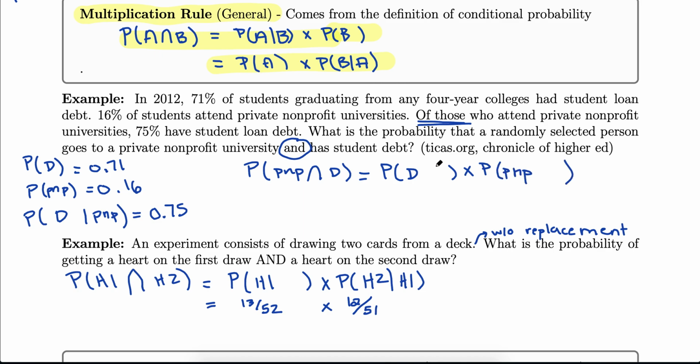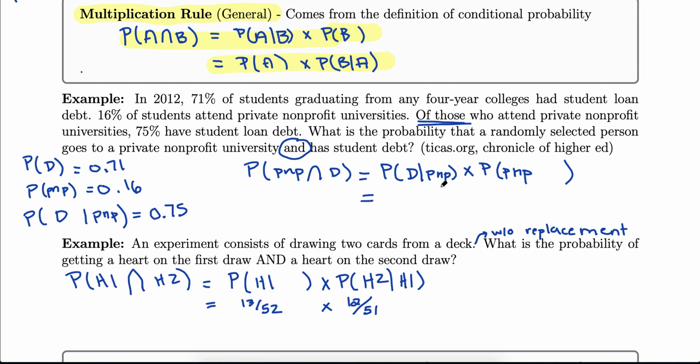Then I need to go back and add a given on one of these terms because they're not necessarily independent. So I'm going to choose what I add the given to based on my information. So I know debt given private nonprofit. So that term is going to get the given information. If I had given debt over here, I'd be scratching my head a bit. I wouldn't have a value for that. I couldn't plug in a number. So I'm not going to use that. Now we're good to go.